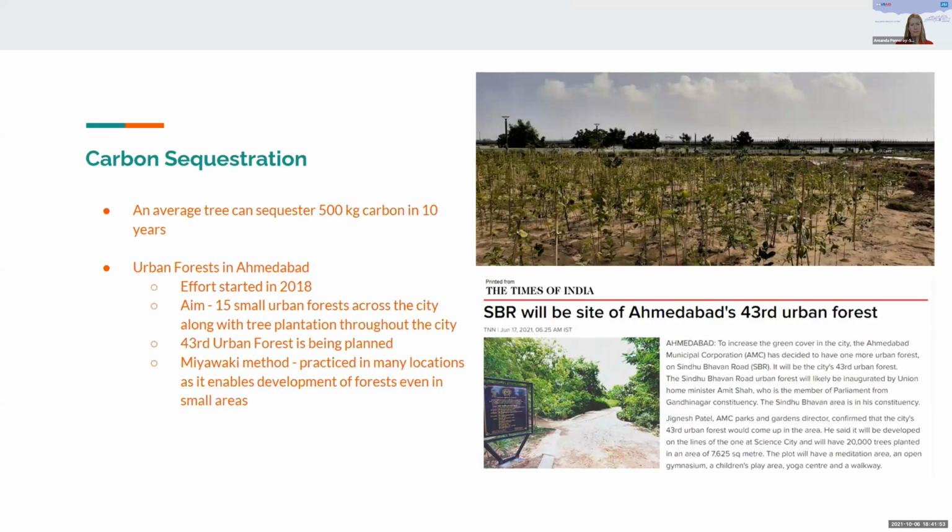The next solution that I want to bring forward is carbon sequestration. It is not something that people are not aware of. Carbon sequestration has been there for a long time now, and there are many countries and cities who have been promoting it. In Ahmedabad's case, in 2018, it started with an effort to bring in 50 urban forests in the city of Ahmedabad. Today, the 43rd urban forest is being planned in the city of Ahmedabad.